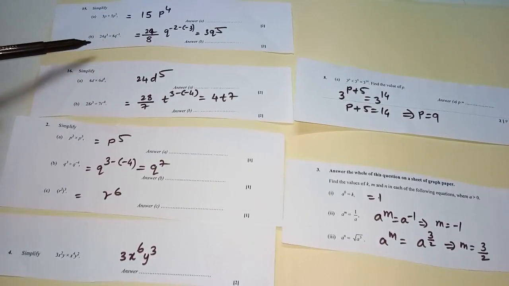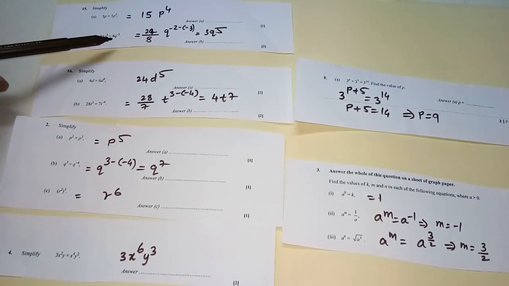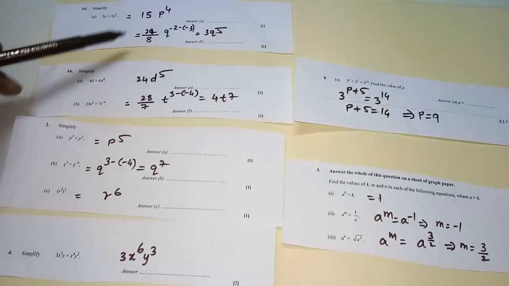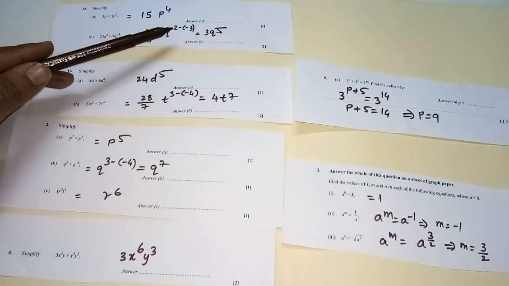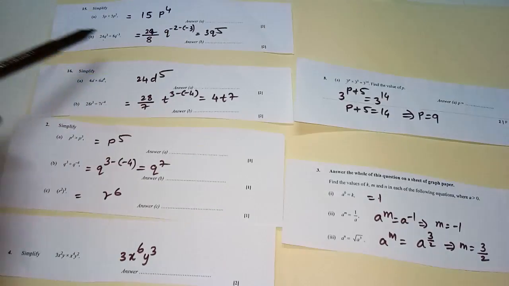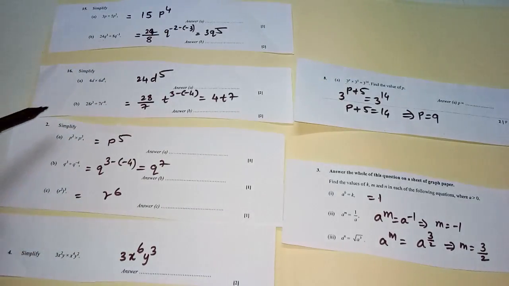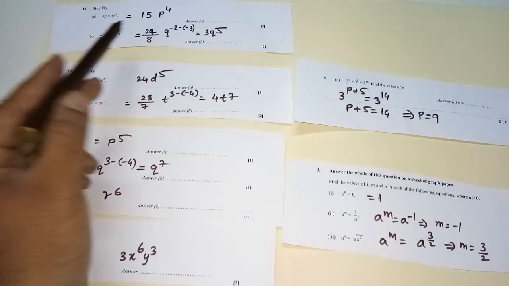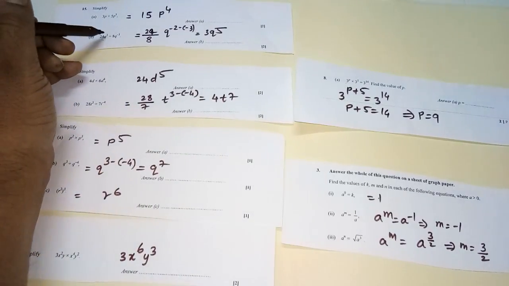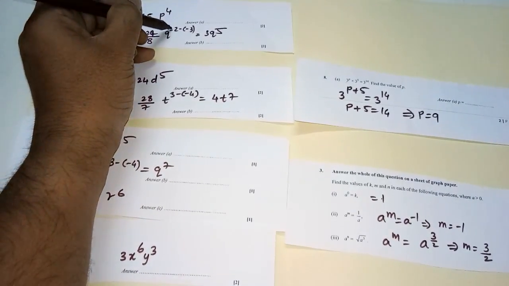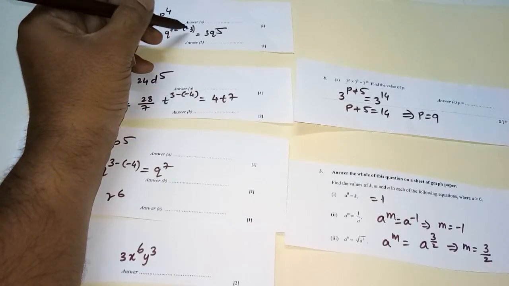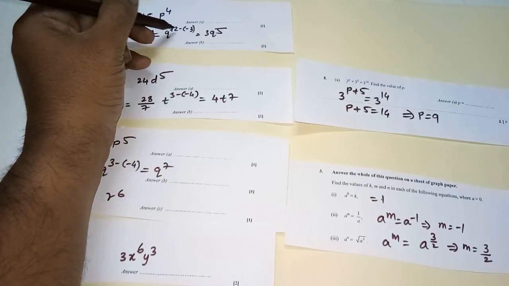The second part is 24q squared divided by 8q to the power negative 3. So that's going to be 24 divided by 8 as it is, and q to the power 2 divided by q to the power negative 3. So the powers get subtracted: 2 minus negative 3. Actually, here is a little mistake, because this is q squared, so it's going to be q to the power positive 5. It's absolutely fine.